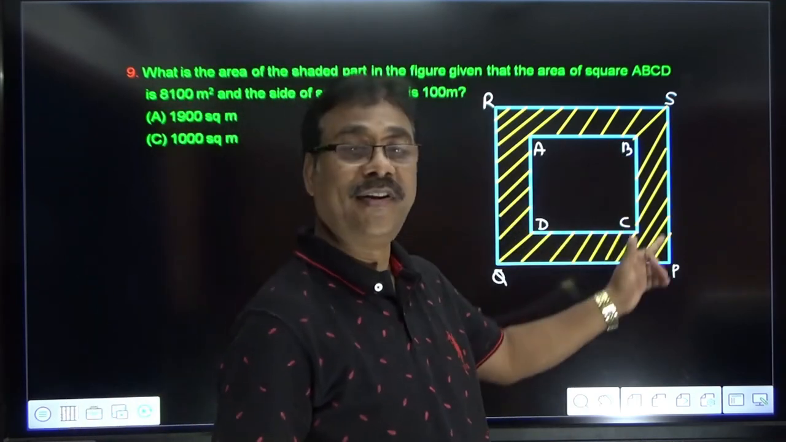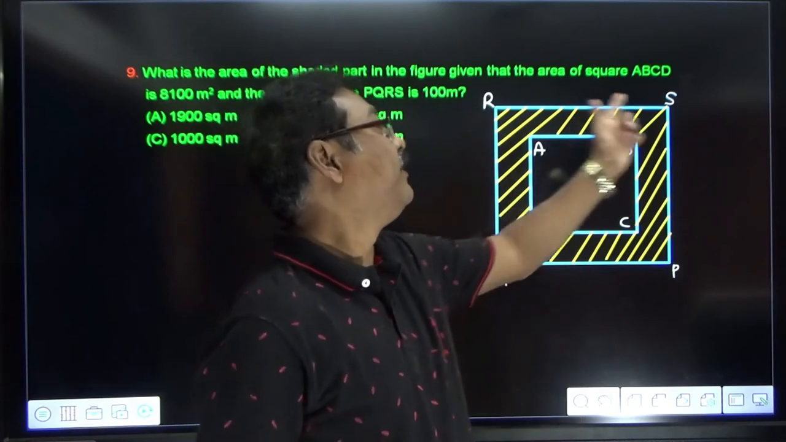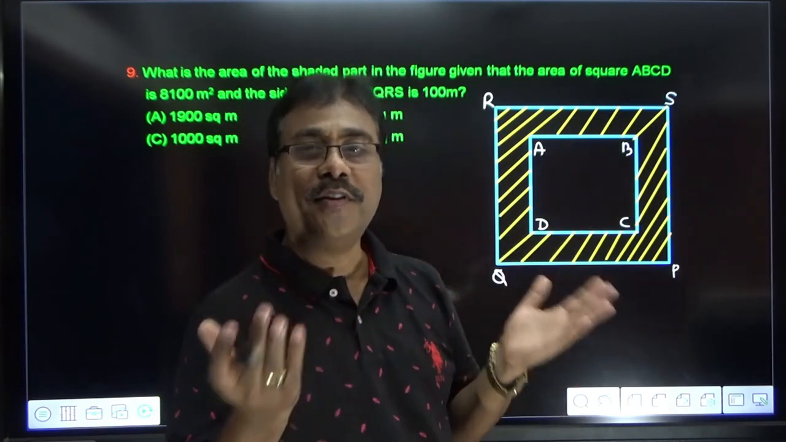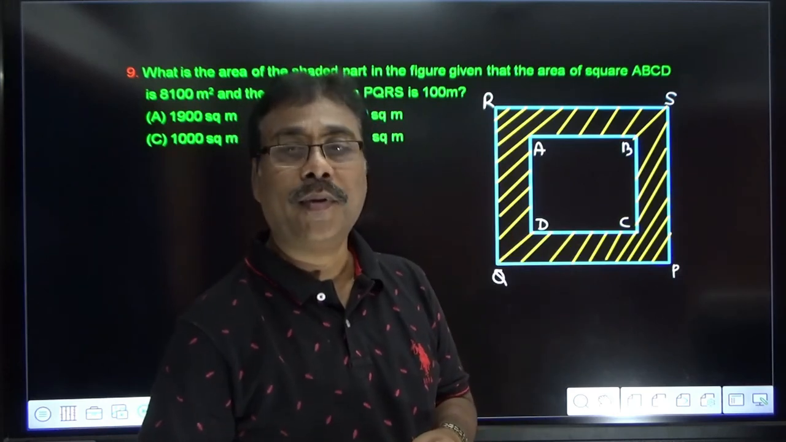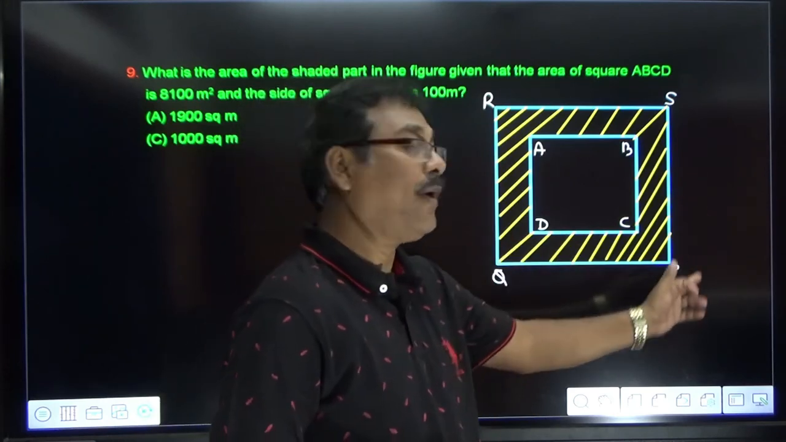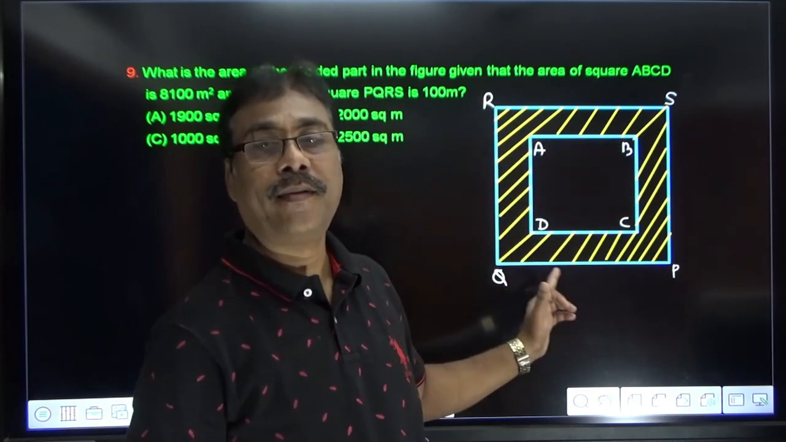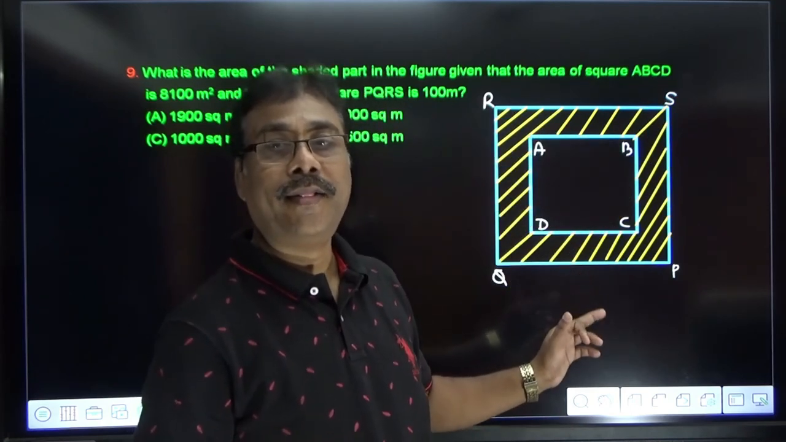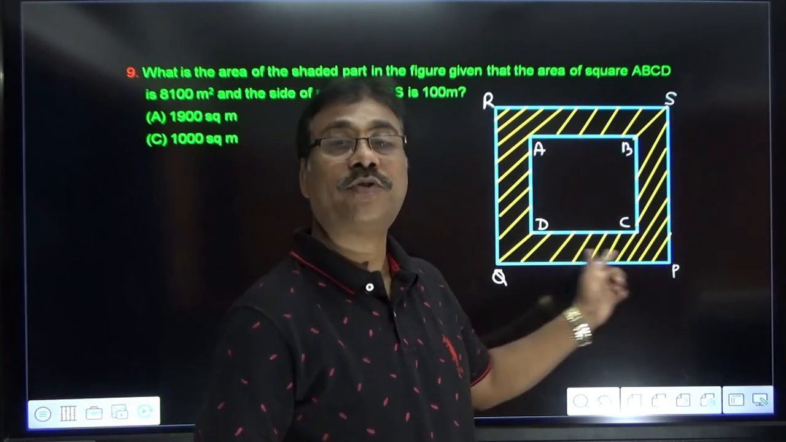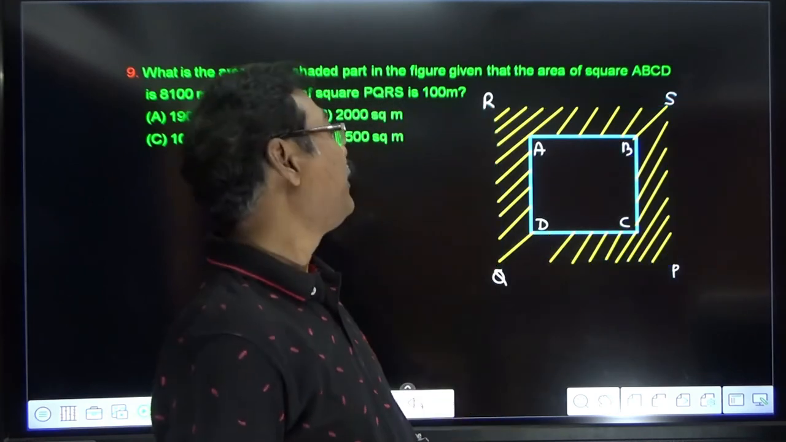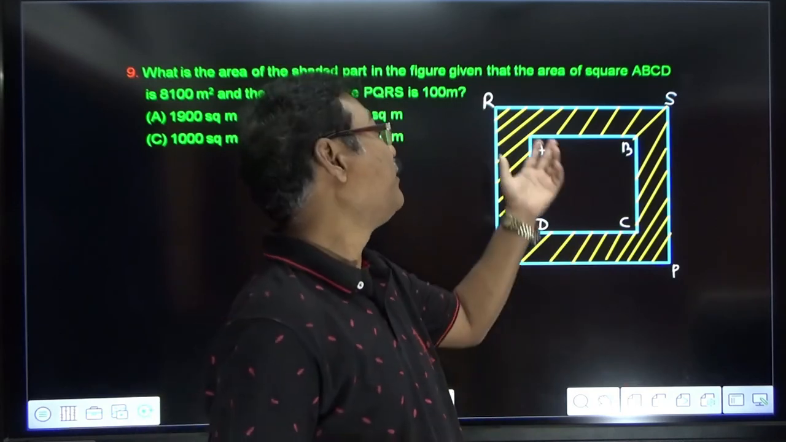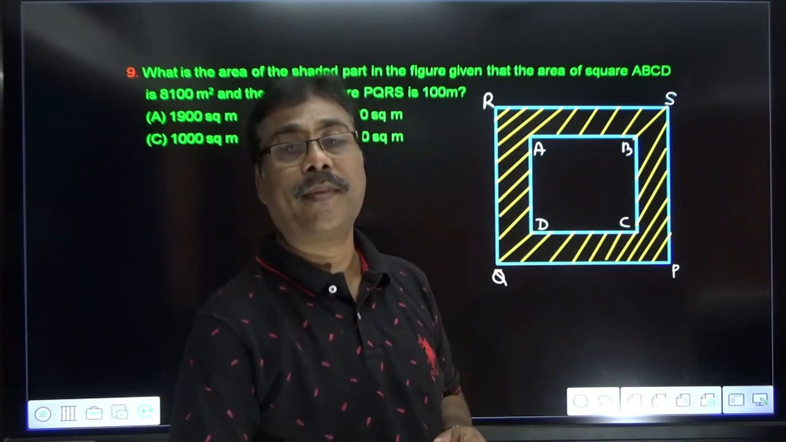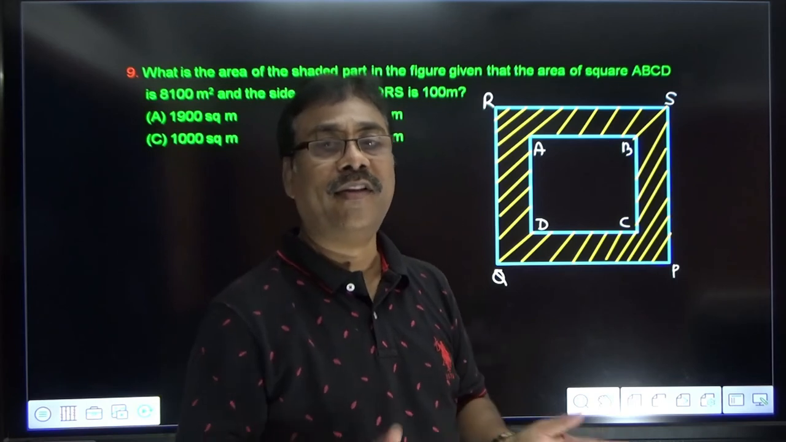The area of ABCD is given to you. This side is given to you. So it is easy to find the area of this center part. What will you do? Find the area of PQRS. Then subtract this black portion area, because that area I don't have to find out. I have to find out the area of this shaded part. So easily I can find it out.